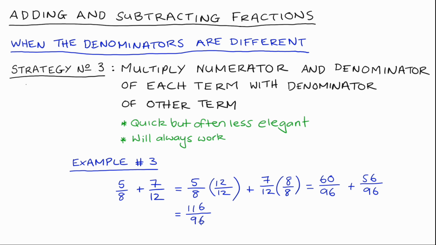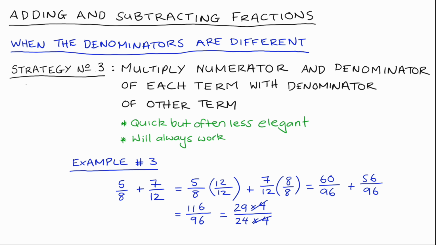60 plus 56 is 116, and that's over 96. Now, with this answer, 116 is actually 29 times 4, and 96 is actually 24 times 4. So we can cancel out 4s here, and we're left with 29 over 24, which, if you remember, is the same answer that we got before using that second strategy. So you can see that the third strategy here is not so elegant though, because we have to pare down the answer at the end, but we do get the right answer, and this is a strategy that you can use in any situation.